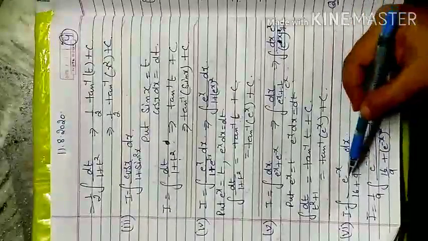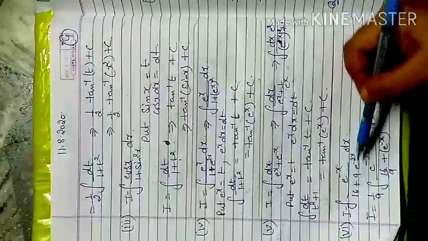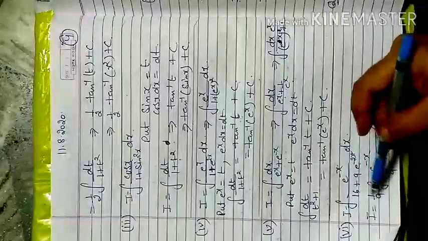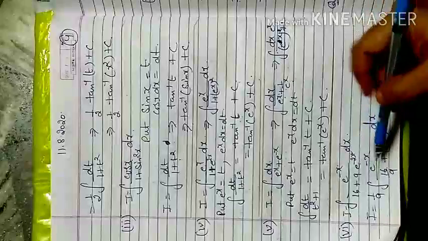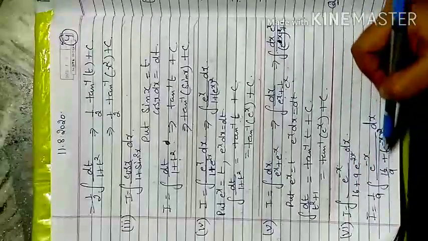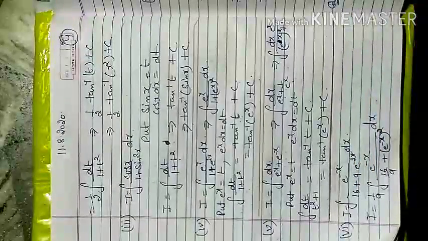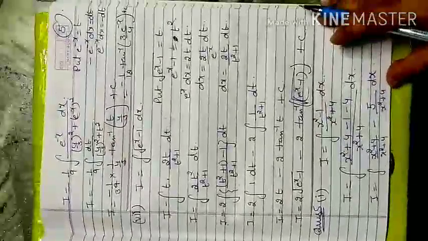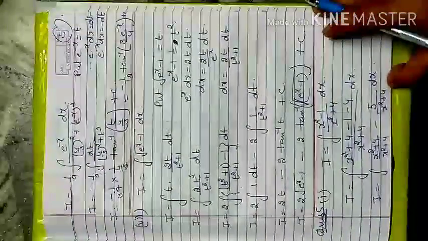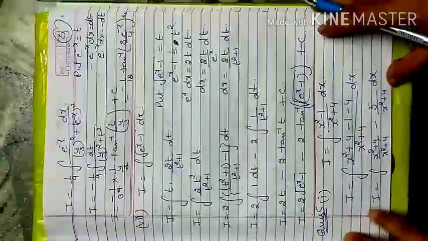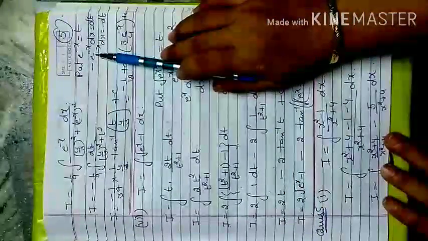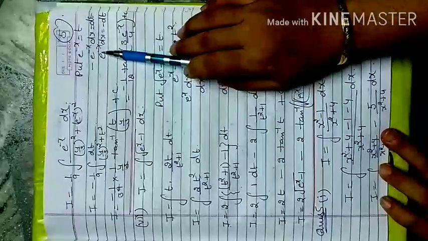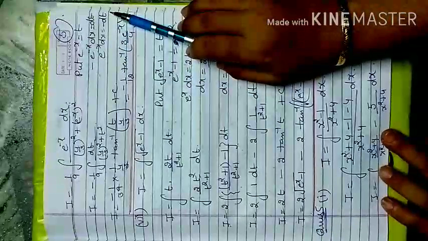Now if the question is like e raised to power minus x upon 16 plus 9 e raised to power minus 2x. First step is you have to take 9 out, 1 by 9. So here will be left 16 by 9 plus e raised to power minus x whole square. Now you consider e raised to power minus x is equal to t, then minus e raised to power minus x dx is equal to dt, then e raised to power minus x dx is equal to minus dt.